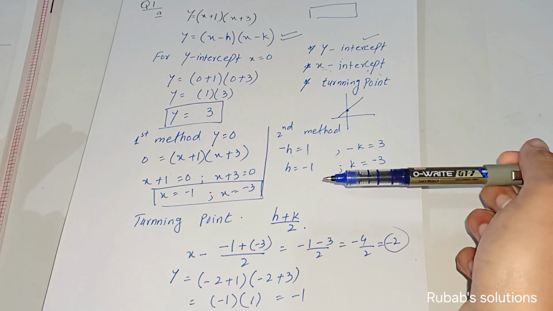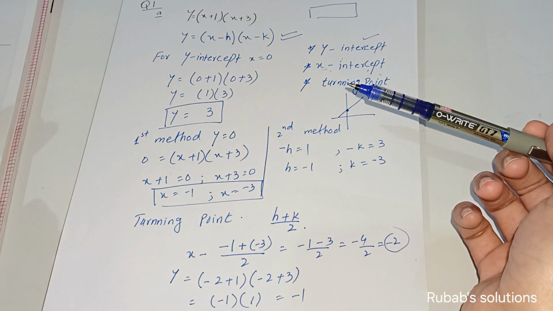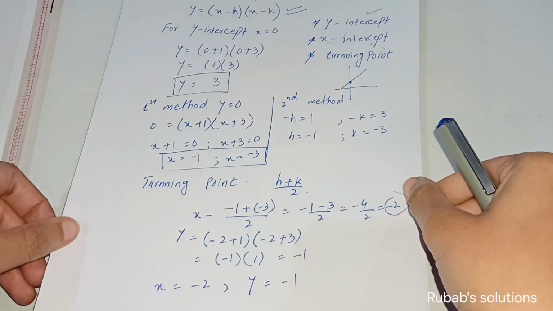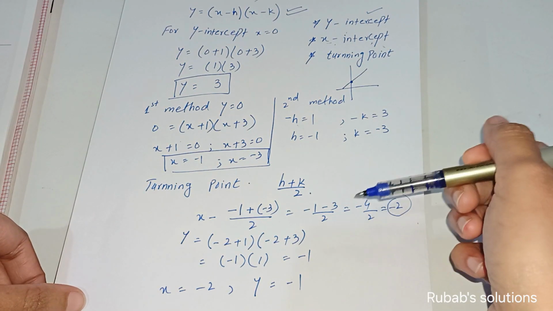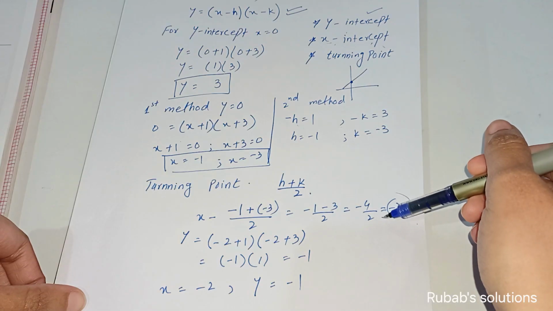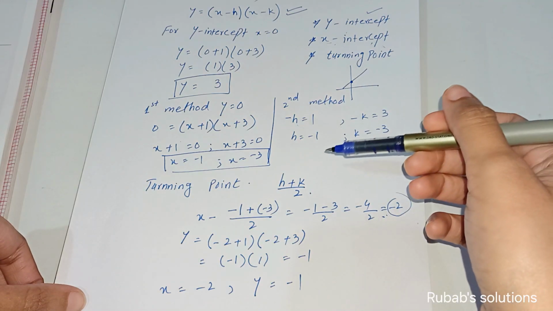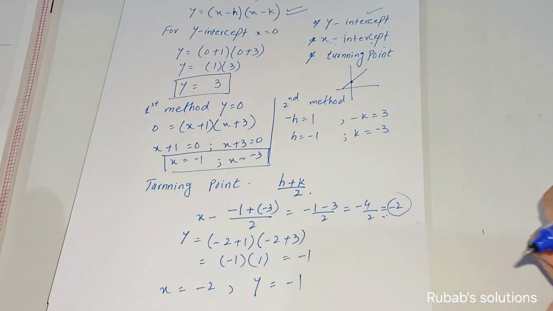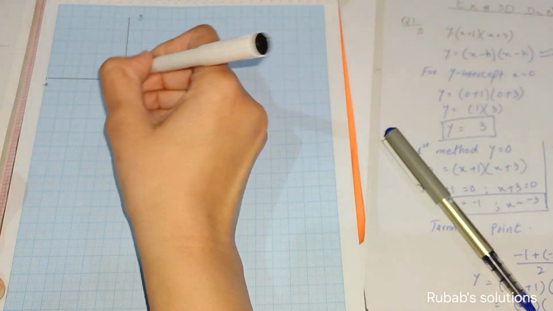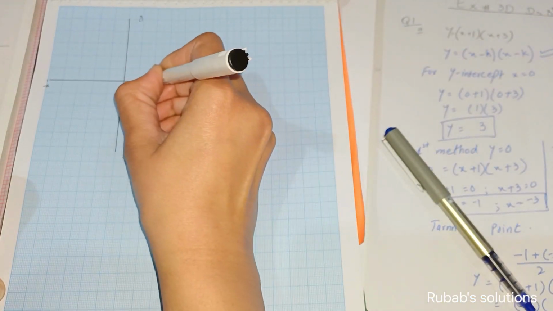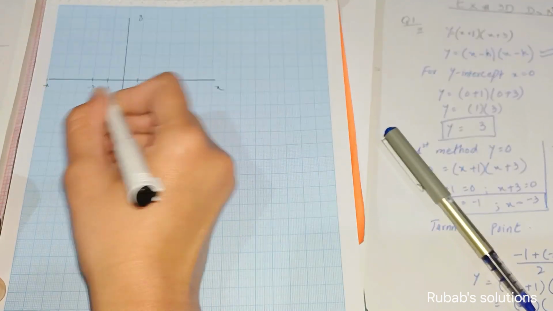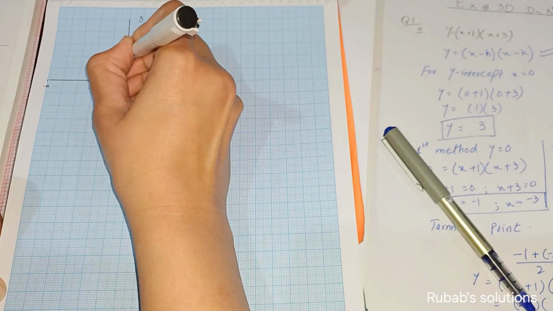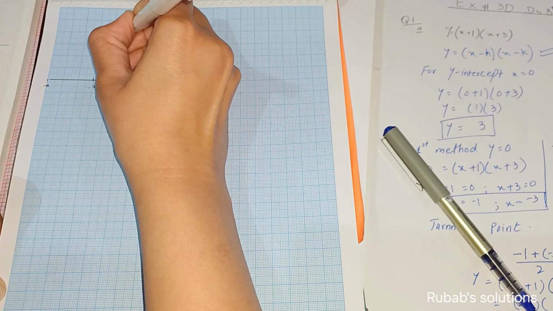For the turning point, we again have two coordinates, x and y. For the x coordinate the formula is h plus k divided by 2, and for the y coordinate, whatever value of x you get from here, you put in your equation and you will get the value of y. Now let's sketch this on our graph paper. Obviously we have to make a scale for ourselves. Either you take 1 and -1, like one box, or you take two boxes, it's your choice. 3 and 4.